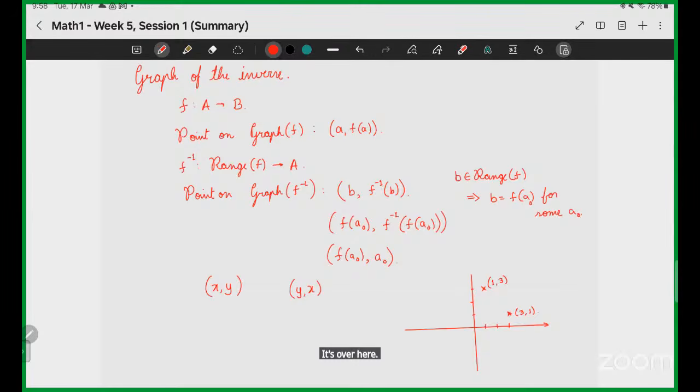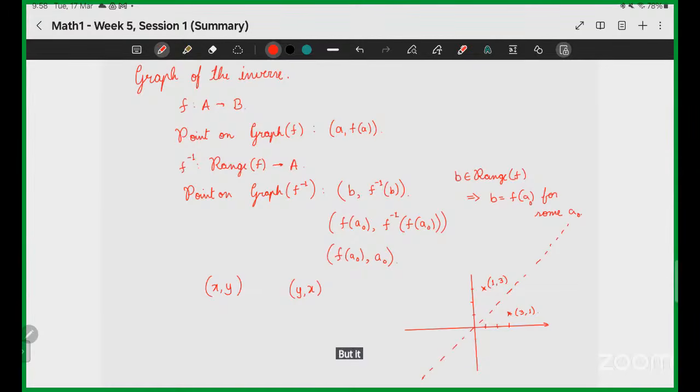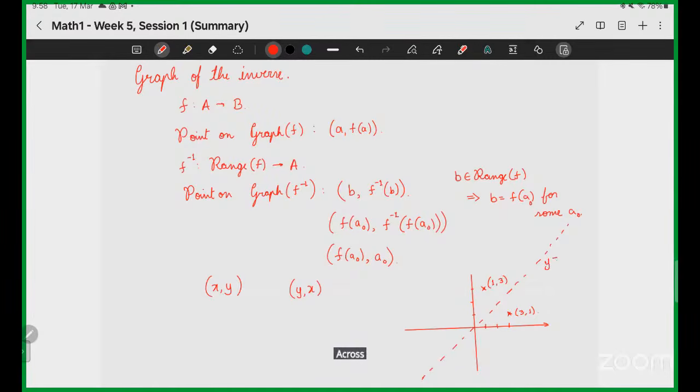So a property of reversing the order of the coordinates, this is something that you can verify. What I have given here is not an explanation of why that happens, but just a demonstration using a particular example. If you flip the coordinates from x y to y x, what you get is actually the mirror image of the point across the line y is equal to x.